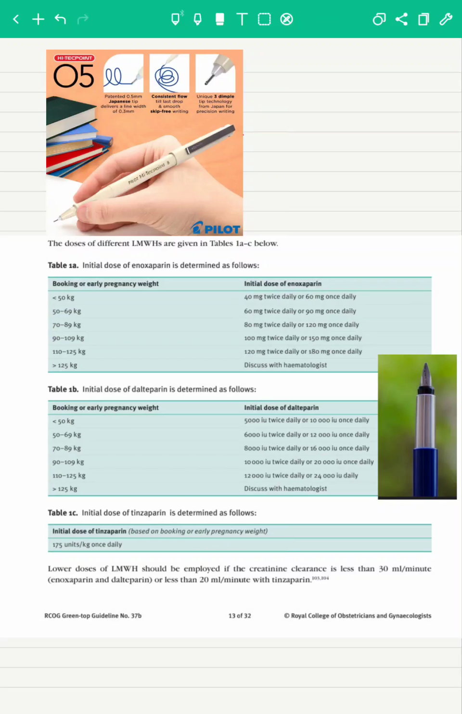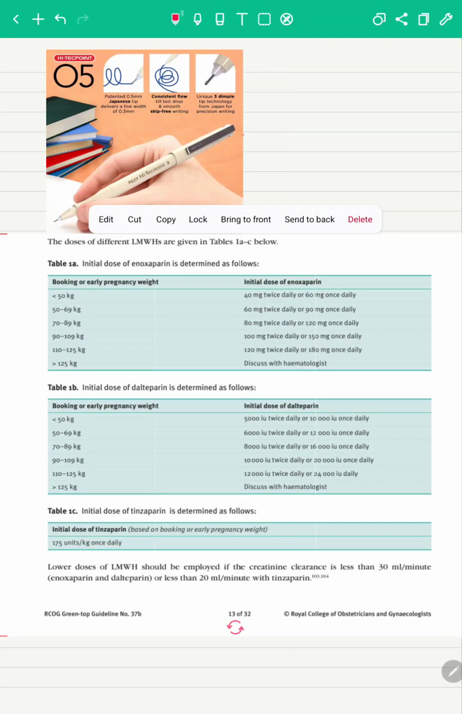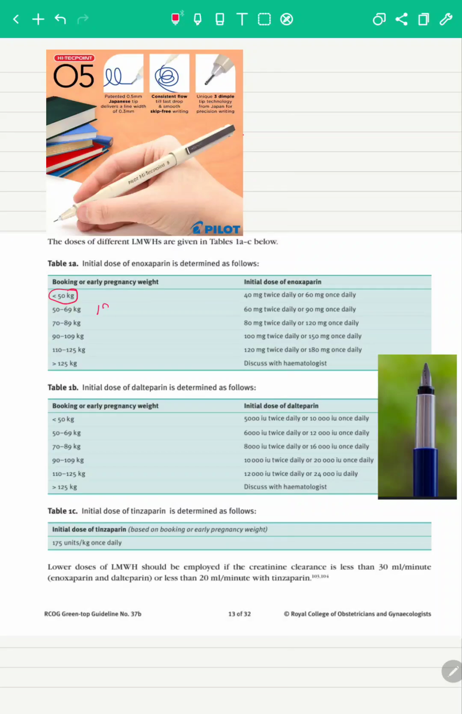So let's get started. Now, as we all know, the first weight in these tables is always less than 50, but here we have to remember this golden number of 19 to space the various weight ranges. Why are we taking it as 19 and not 40 like the previous video where we were discussing thromboprophylaxis?